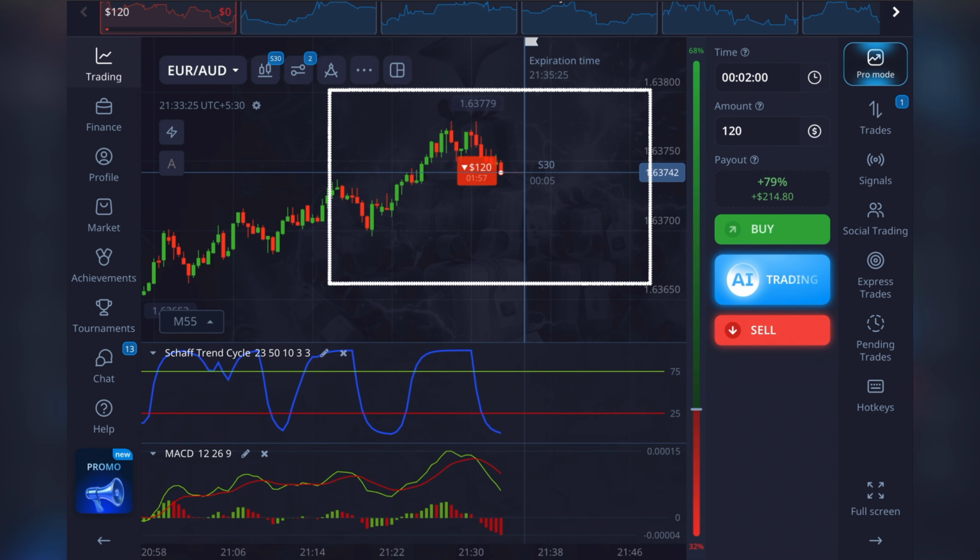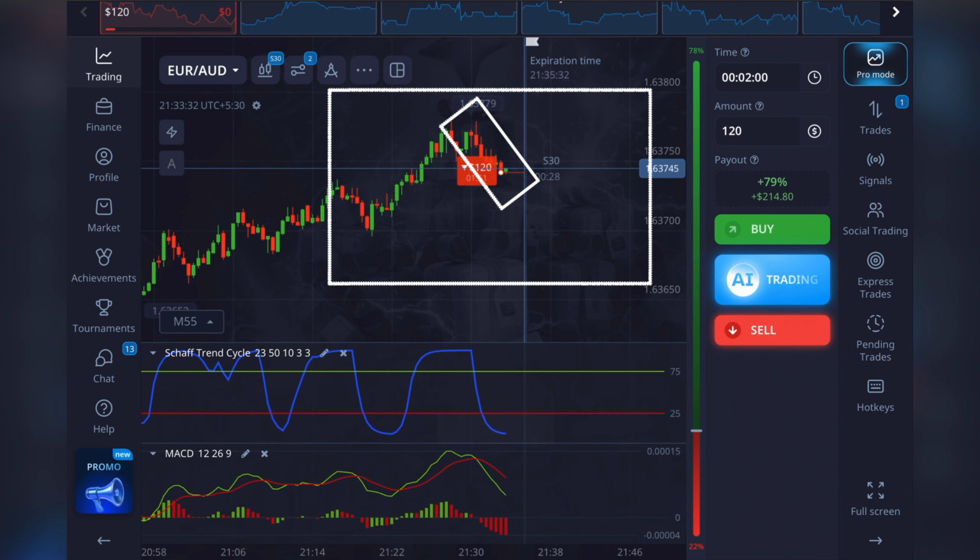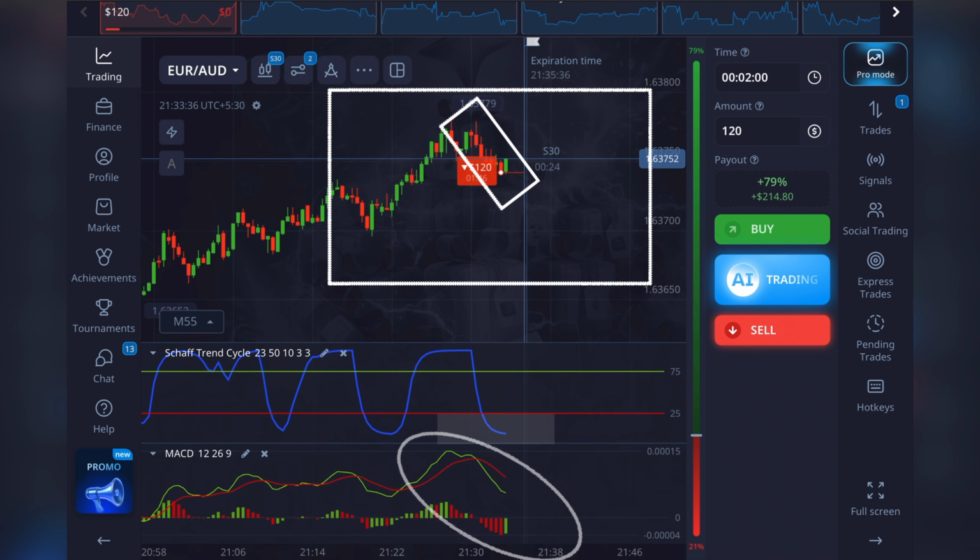On this chart, the bearish shift had already started before my entry. The Schaff Trend Cycle had moved down from the upper zone and was already below the 25 level, while the MACD had also completed a bearish crossover and the red histogram bars were expanding.